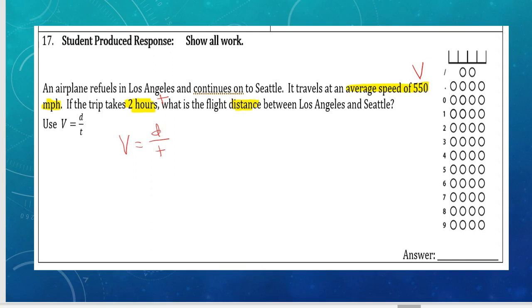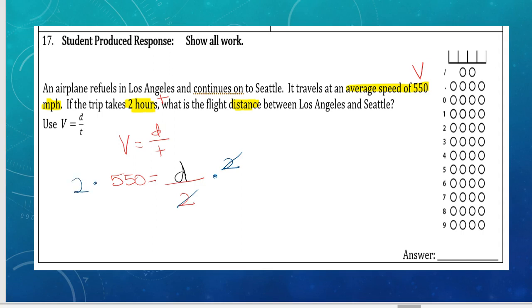So I can replace velocity, or v, with 550. I can replace t with 2. And I'm not sure what the distance is. That's what I'm solving for here, so I'm going to let d still represent the distance. Now I need to solve for d. So the only thing that's connected to d is a divided by 2. So I move a divide by 2 by multiplying by 2. Whatever I do to one side, I do to the other.